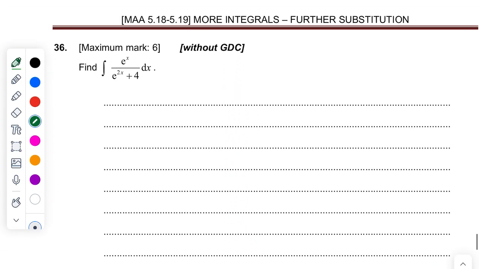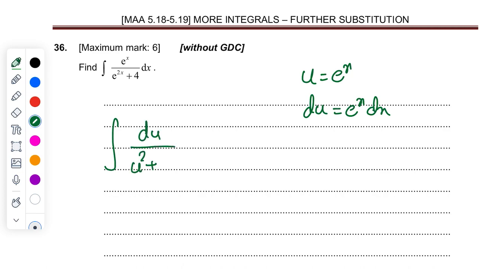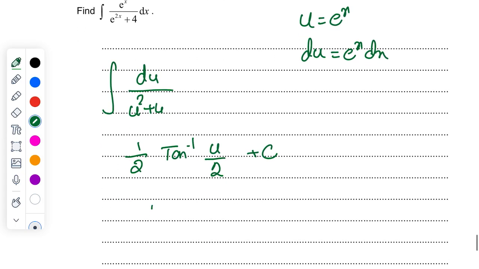Question number 36. Let u equals e^x. So du equals e^x dx. So it becomes du upon u square plus 4, which is 1 upon a tan inverse x upon a plus c. So what is u again? e^x. So 1 upon 2 tan inverse of e^x upon 2 plus c.